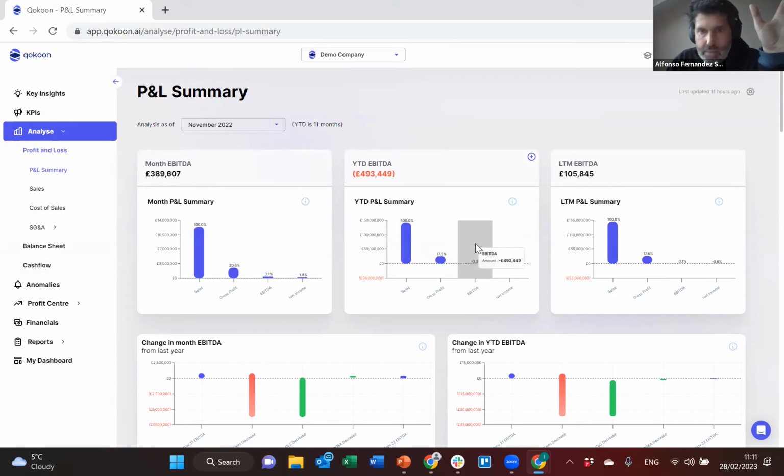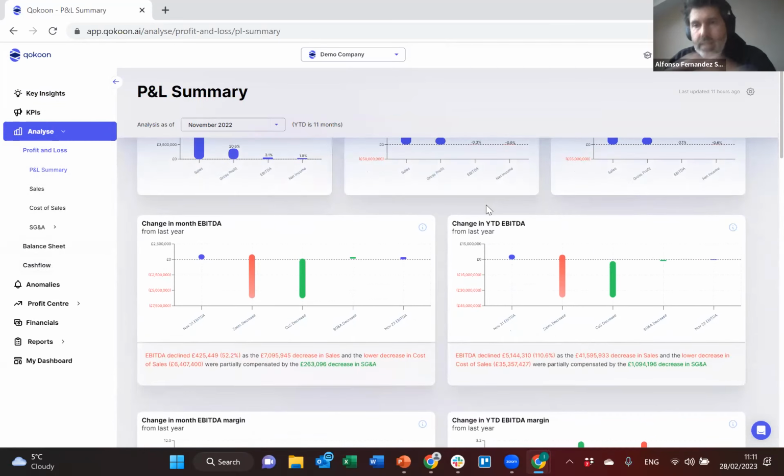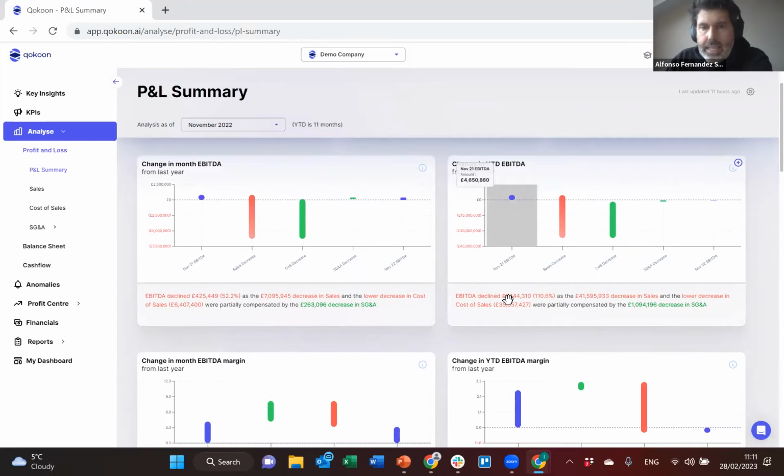Always a big picture. This is your summary P&L: sales, gross profit, EBITDA, net income. So you see that, for example, on a year-to-date basis, you're negative EBITDA, but on a last 12 months, you're positive. Some insights there. And then we start becoming more granular. The sentence that explained year-to-date EBITDA decline is now visualized, how you went down from 4.6, I'm going to move my camera here, to minus almost 500,000.